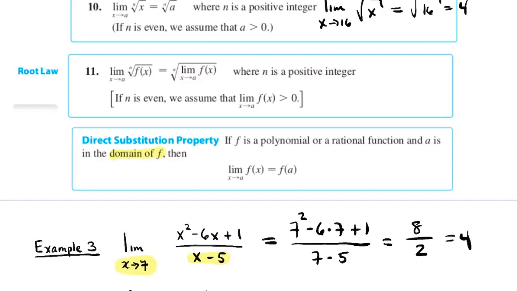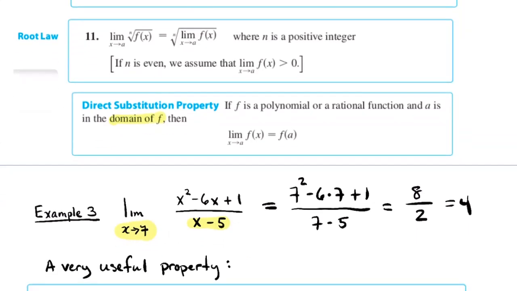I should have been suggesting this along the way. If you have a Desmos window open, graph these functions, each one of these. When I do my examples in the next short video, where we're just going to rip through some examples, I've got some graphs ready. But if you graph this function, x squared minus 6x plus 1 over x minus 5, you'll see that when the x coordinates are very close to 7, the y coordinates are very close to 4. In fact, f of 7 is 4.